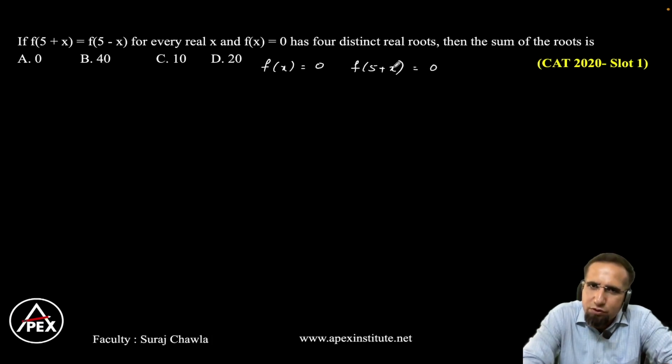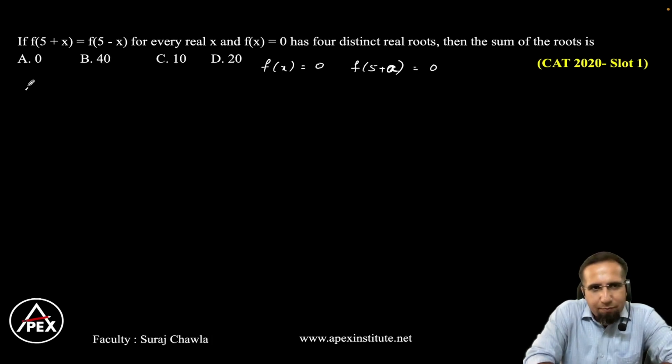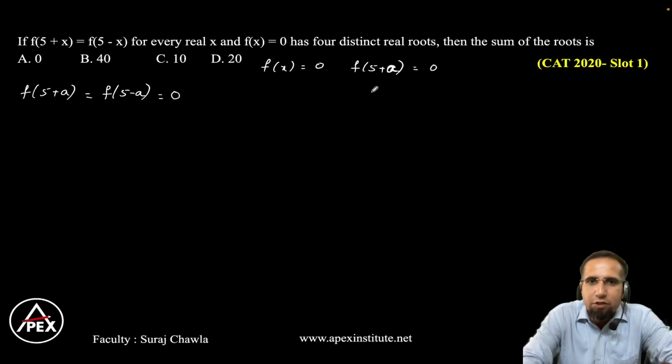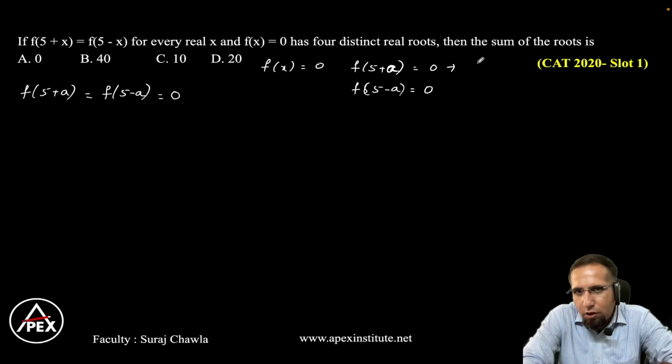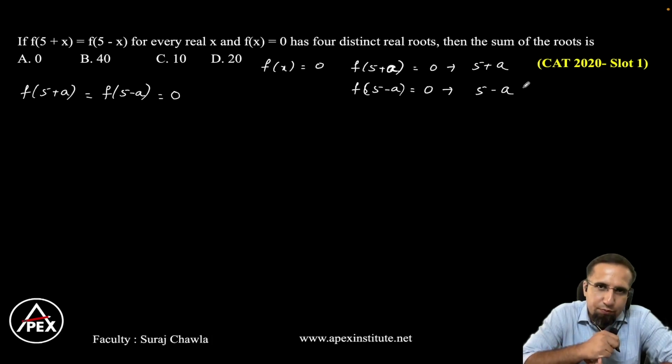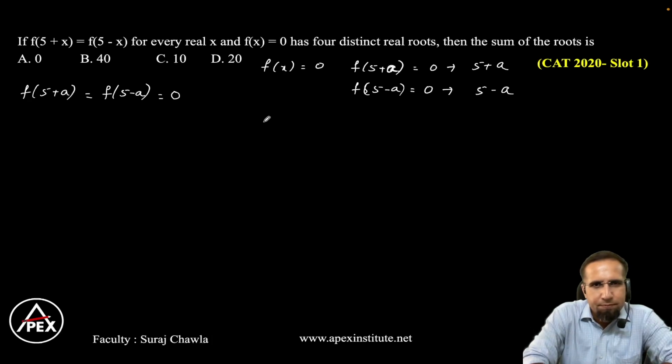Let's say a is one of the roots. So let's write 5 plus a is one of the roots. If 5 plus a is one of the roots, then I can write f of 5 plus a is equal to f of 5 minus a, which is also equal to 0. Which means f of 5 minus a is also equal to 0. If f of 5 plus a is equal to 0, then 5 plus a becomes one of the roots. f of 5 minus a becomes equal to 0. So 5 minus a becomes the other root. Clear? Now let's assume b is another value.